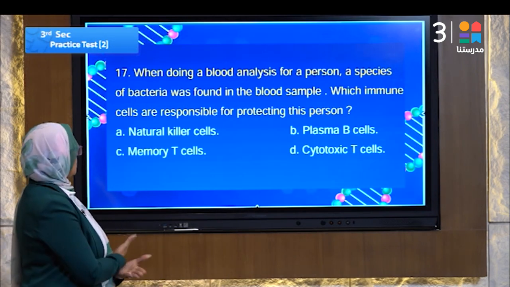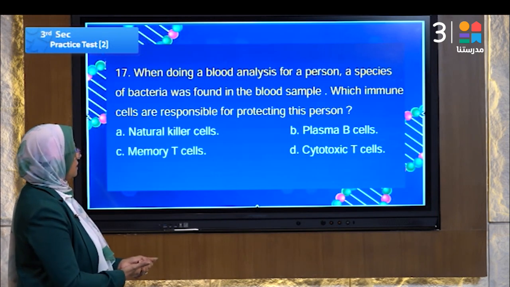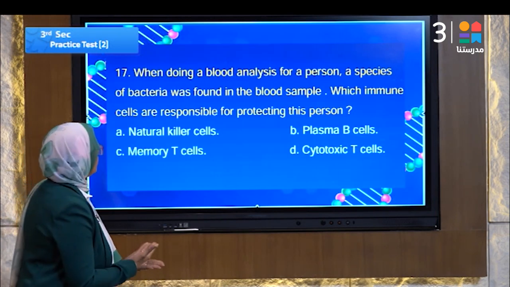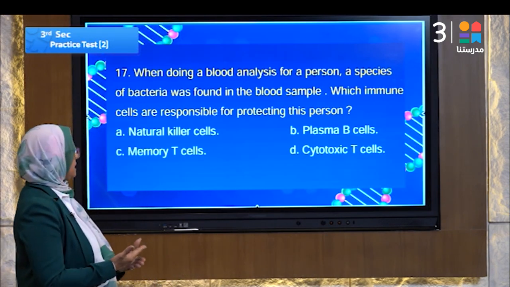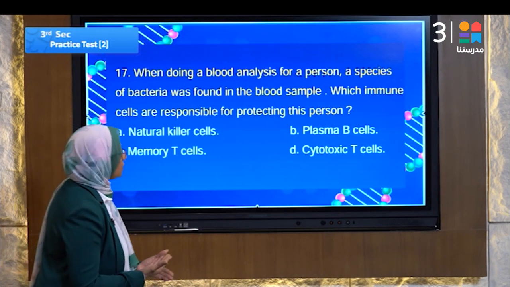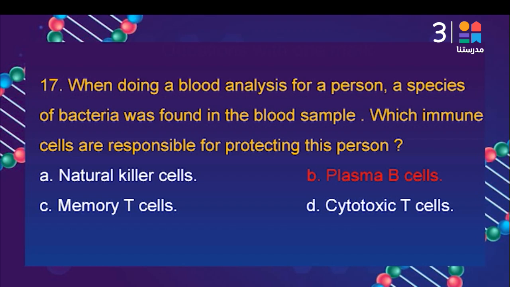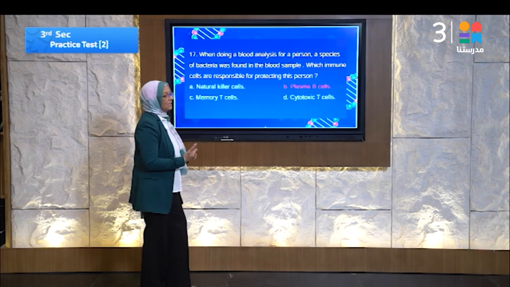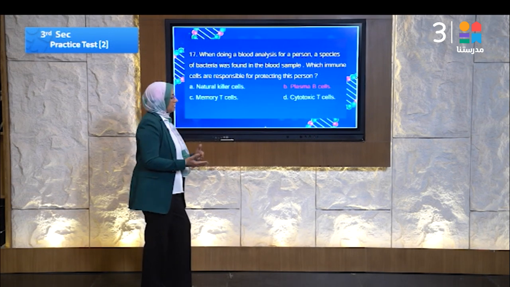Let's read the choices. Number 1, A, natural killer cells. B, plasma B cells. C, memory T cells. D, cytotoxic T cell. Let's go to the answer. The plasma B cells are found in the blood. The plasma B cells protect this person from the bacterial infection inside the blood.